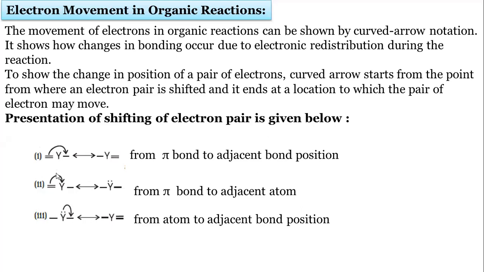And again the third example is given, from atom to adjacent bond position. This atom Y having the lone pair of electrons, we can shift this electron pair to the adjacent bond. So we will get a double bond here. This electron can be shifted. So these are some examples which show how the movement of electrons takes place.